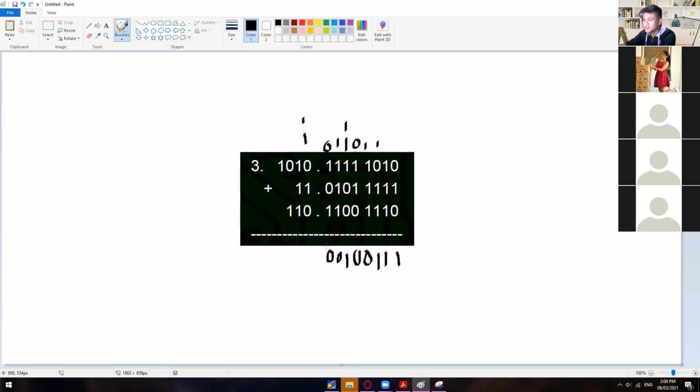1 plus 1 is 10. There you go. So this one is quite messy. However, kaya natin to. 11. Okay, very good. 100. Right here. 0 plus 1. Bring down 1. So 0 plus 1 is 1. And then 1 plus 1 is 10. 11. 10. All right, so bring down 1. So there you go. So this is the answer for number 3.